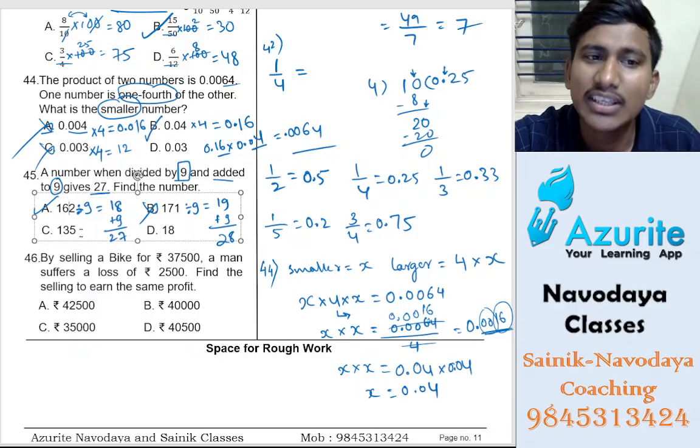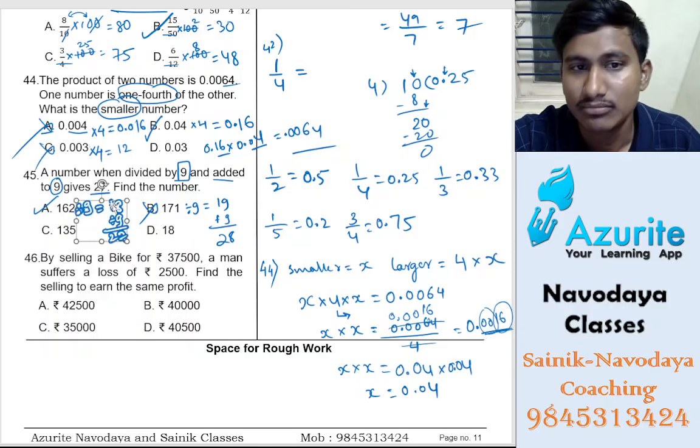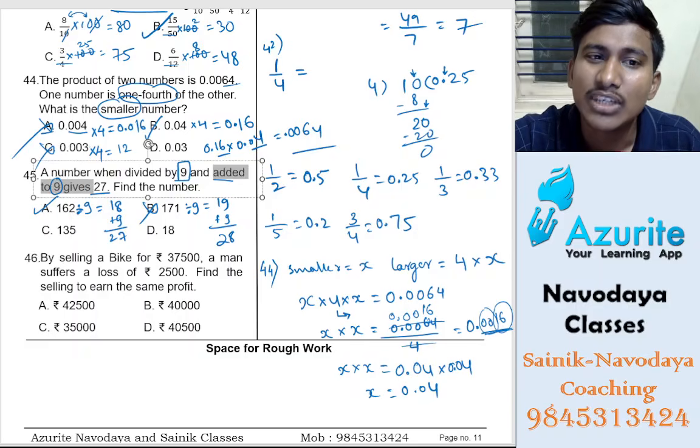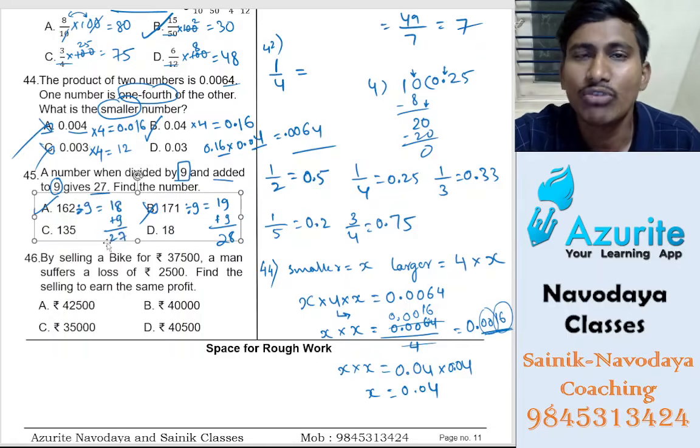Now if you divide with 9, how much answer you will get? You will get 18. And if you add 9 to that, if you add 18 to 9, you will get how much? 27. So that is why option A is correct.